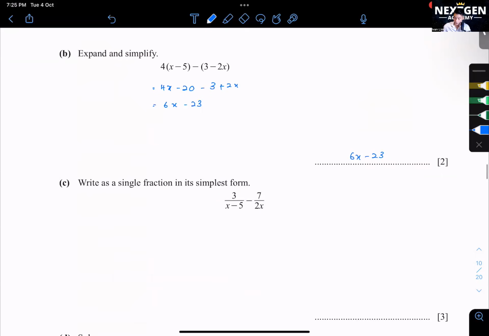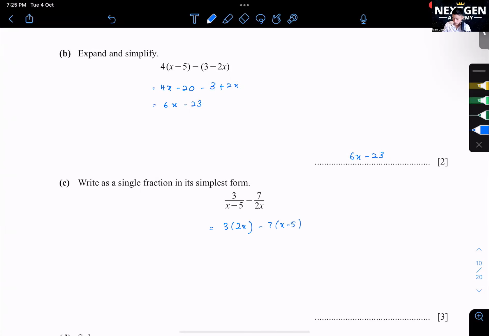Okay, write as a single fraction in its simplest form. Just multiply it. Make it the same denominator first. 3 times 2x. This is all algebra. There's algebra 1, algebra 2 also.